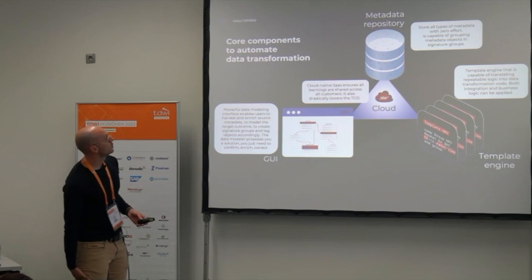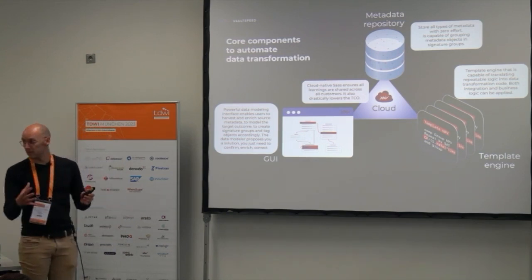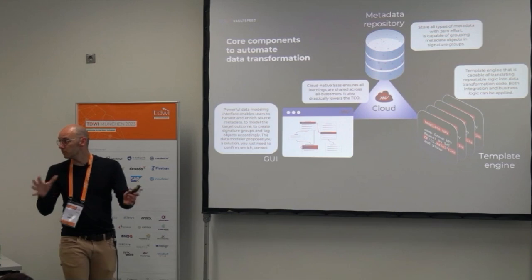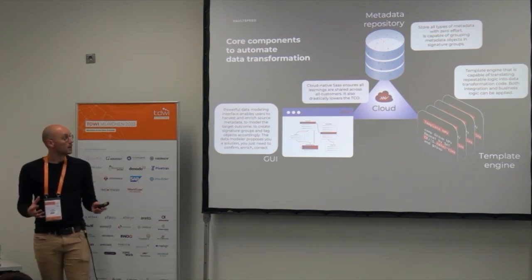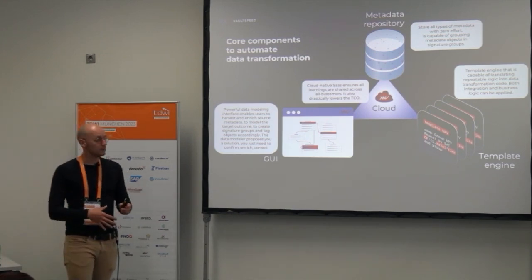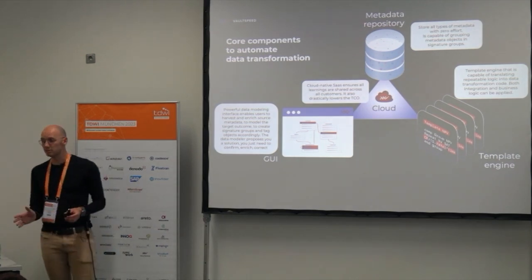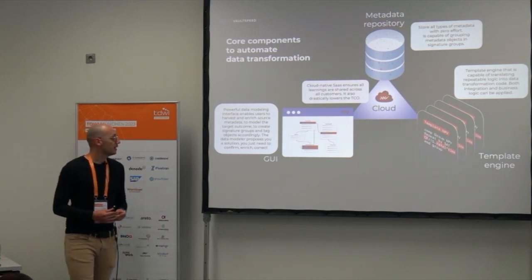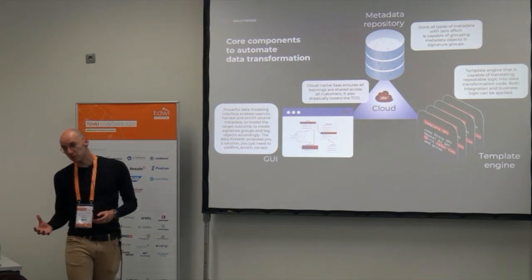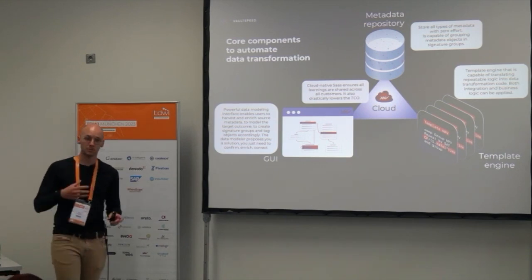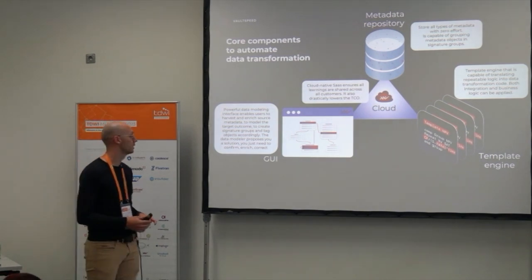So VaultSpeed: what do we do, what do we have, and how do we make this work? We have a metadata repository that stores all the metadata that you need and allows you to enrich it. You can store anything in there. It's also open, so you can get all the metadata out of there again. We have a template engine with pre-built automation templates for Data Vault 2.0. So we support them. You don't have to worry about those yourself.